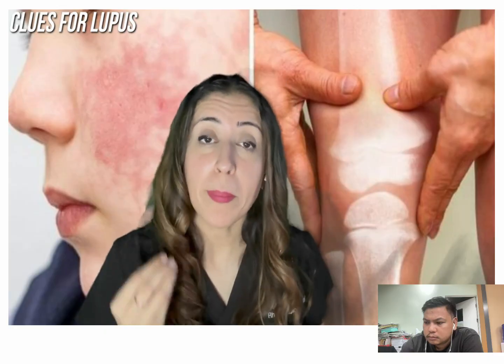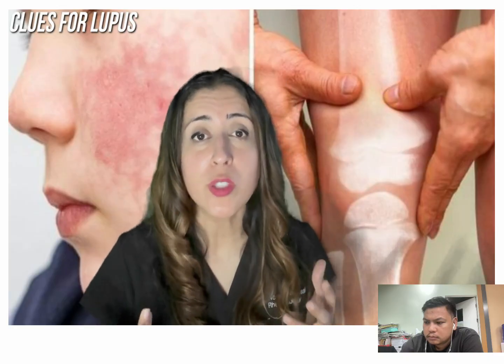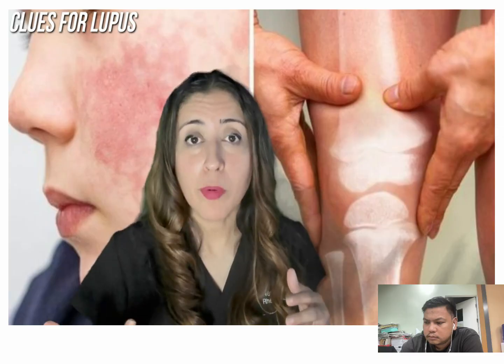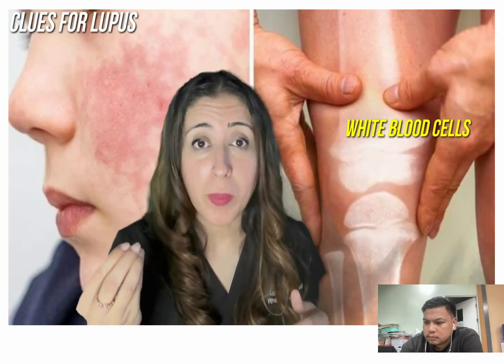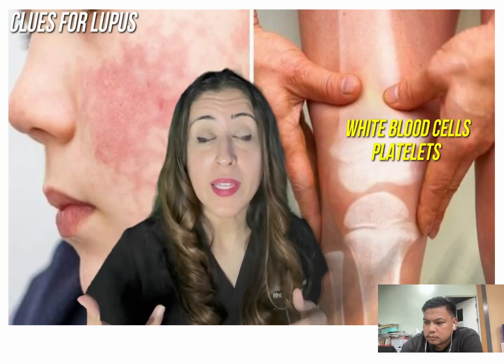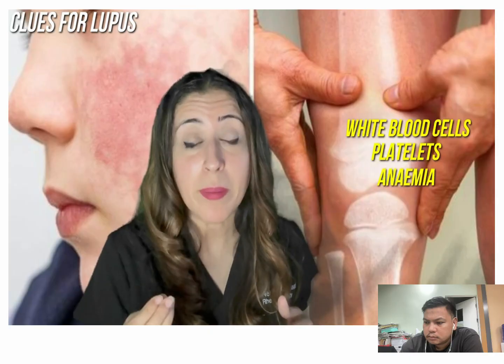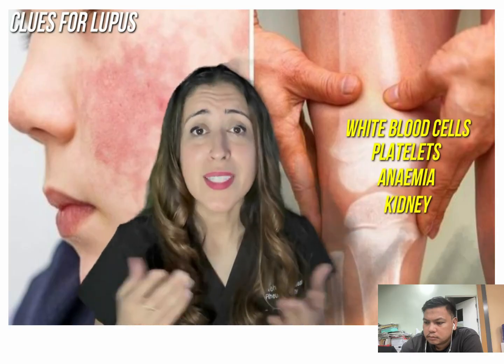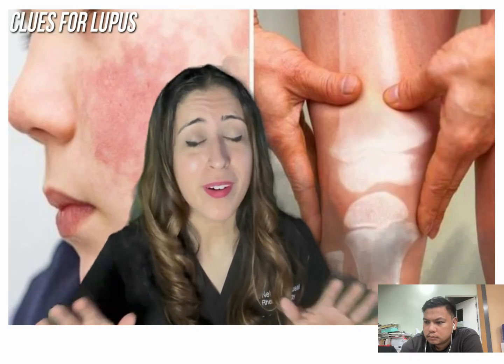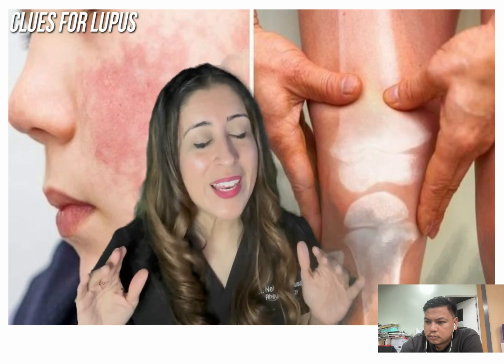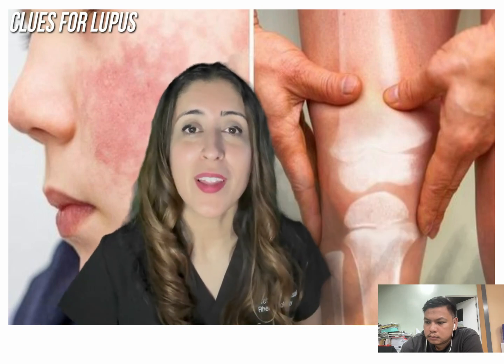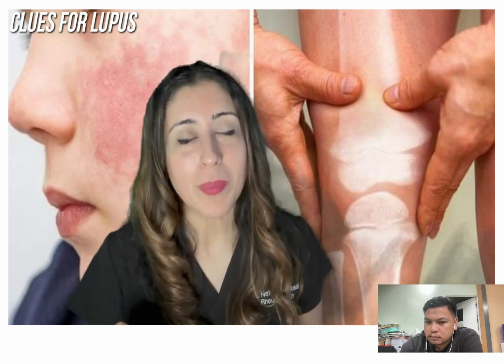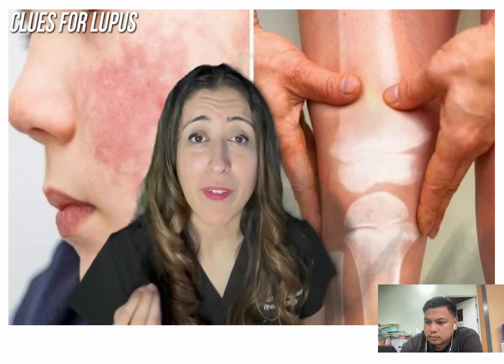Blood tests could show that positive ANA antibody, but also different cell lines could be abnormal, such as the white count could be potentially a little bit low. The platelets could be involved. You could have some anemia or even kidney involvement. Symptoms can flare and disappear unpredictably without any rhyme or reason. You could be perfectly fine one day and feel extremely fatigued and tired the next because you're having a flare.